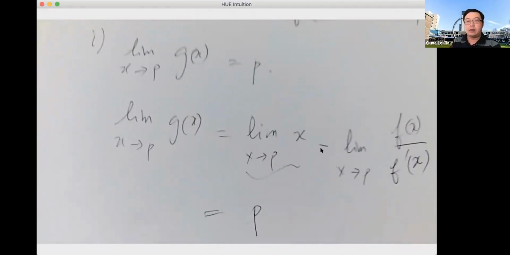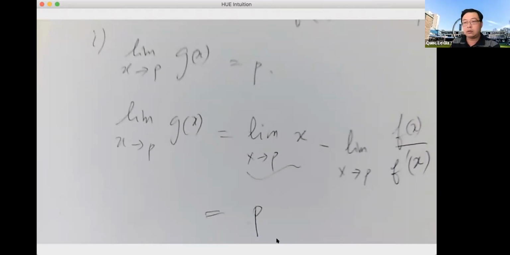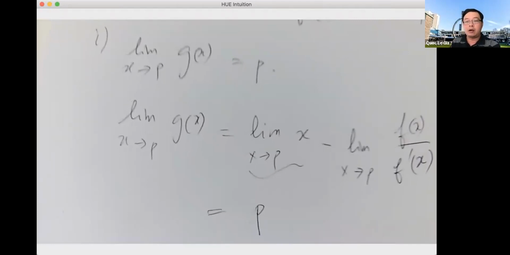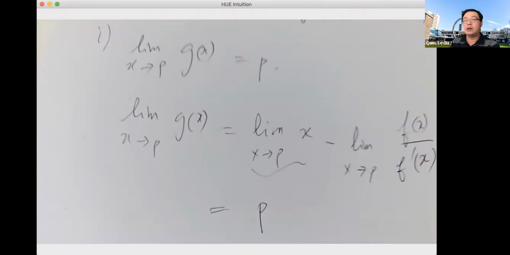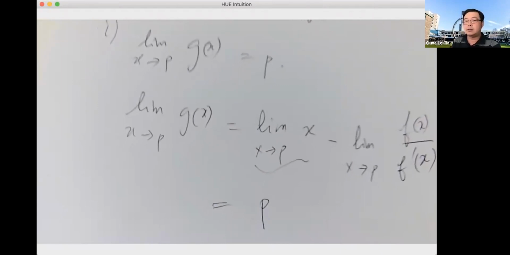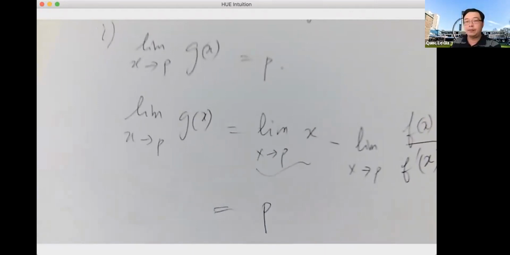So how do you solve it? How do you fix it? Yeah, so you just use L'Hospital's rule, yeah. So differentiate top and bottom. So what is the name? It's just L'Hospital's rule, yeah.